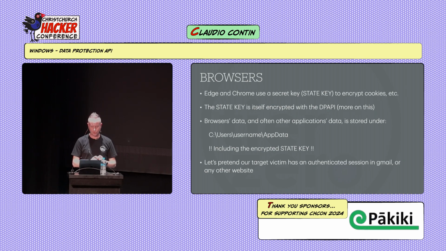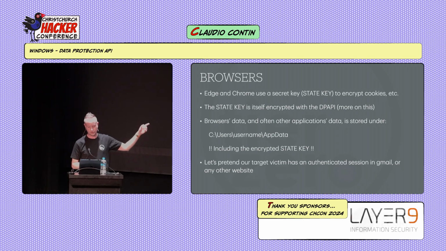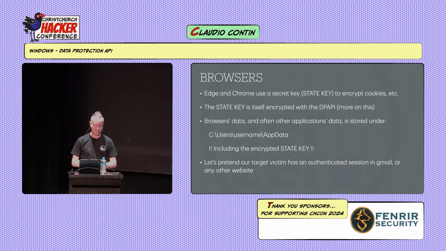We'll talk more about this because, as I mentioned earlier, things have actually changed, especially in browser land, compared to a few months ago. The actual encrypted browser data is stored under a writable and readable user folder, which is typically C:\Users\username\AppData. That particular folder is writable and readable by the user by default. And that's where the state key is also stored, encrypted on disk.